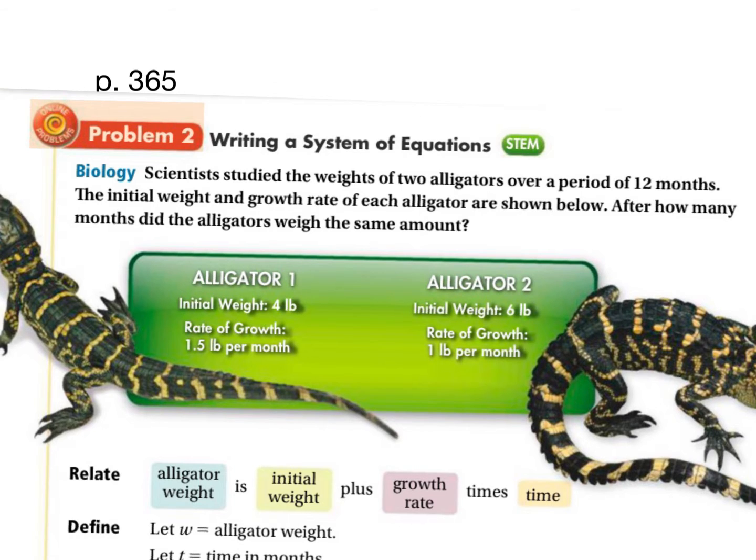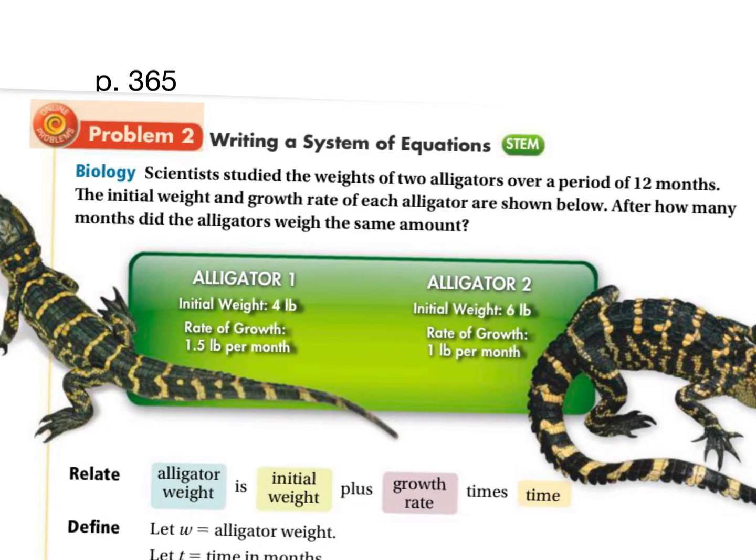So problem 2, we're looking at the weights of these two alligators. They have initial weights and their growth rates. And then it says after how many months did they weigh the same amount. So what we're going to do, we're going to be graphing lines for what the weight of each of these are.